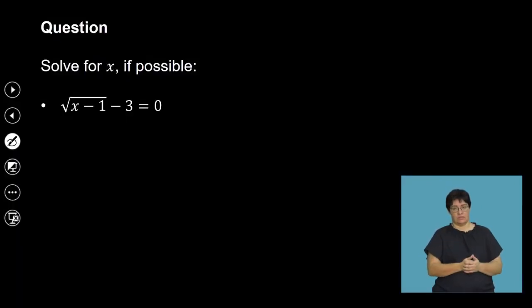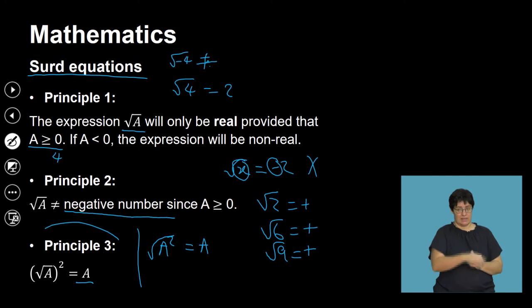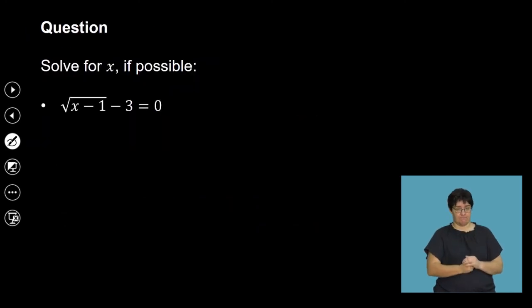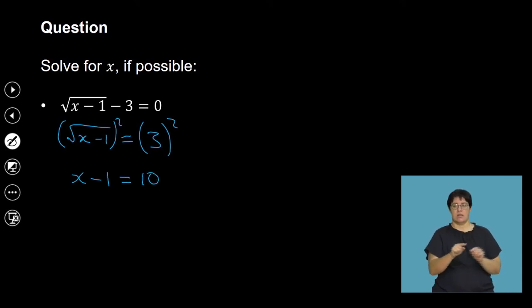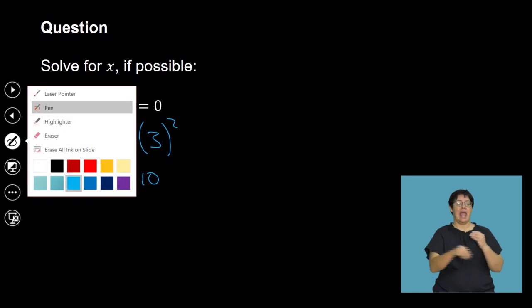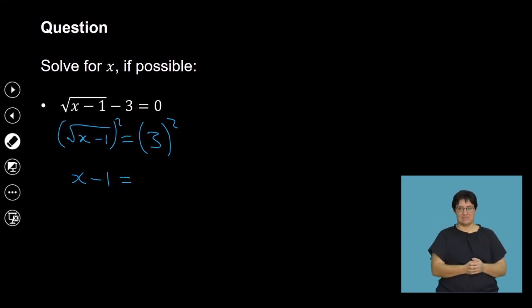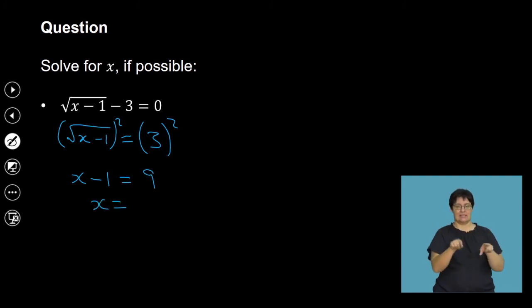And when you're squaring it, we're going to be applying my third principle. So this will therefore be square root of x minus 1 equal to positive 3. Then I can square both sides, and that is squared, so it will give me x minus 1 equal to 9. I'm already adding the 1 in my head. So this will be 9, and then my x will be equal to 10. That's where the 10 comes from.